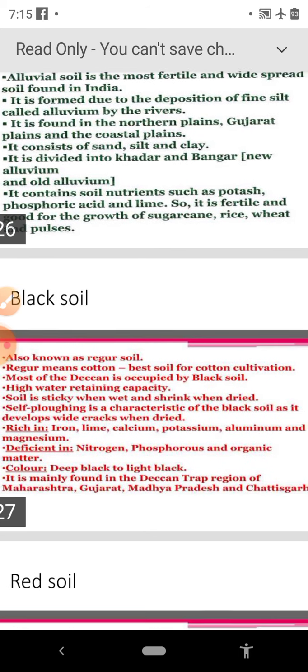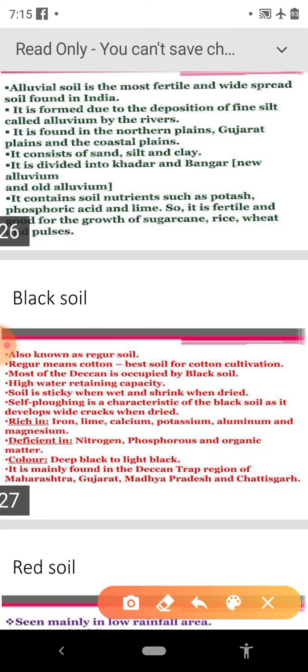So you can see the slide here, the features of black soil have been given. You will go through. With regard to the black soil, it is also known as regur soil locally. It is also known as black cotton soil because cotton is the most important crop grown in this variety of soil. After the alluvial soil, black soil occupies the largest area in the country. It covers about 16% of the total geographical area of the country.